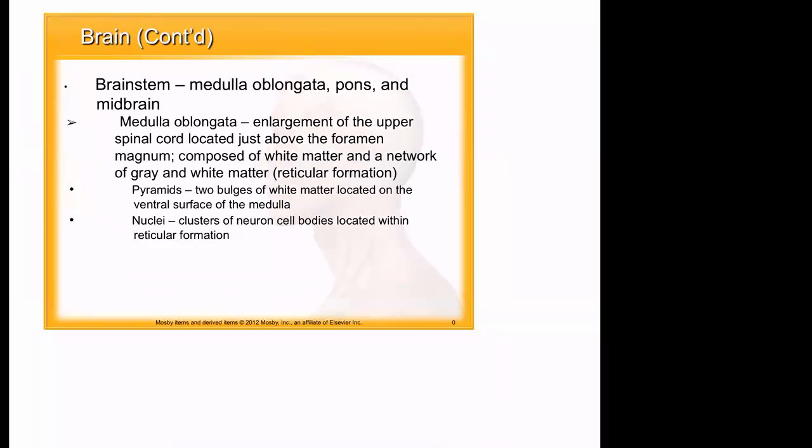So it doesn't set what is normal, it just regulates what is normal. Somebody has to go over and set the thermostat. That's what the hypothalamus does. It's the one who says, this is what it's supposed to be. This is what normal is supposed to be.